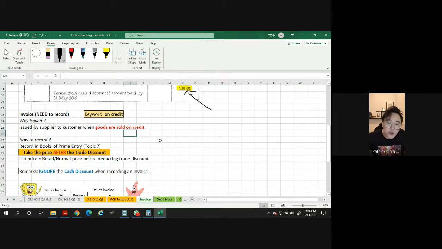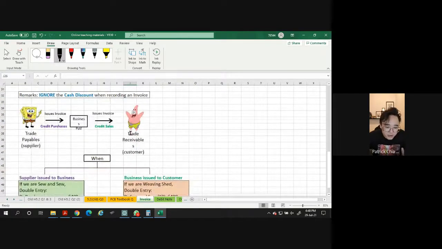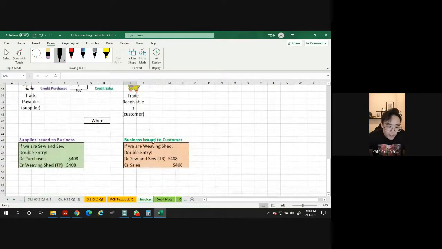Okay, so who issues the invoice? Issued by the supplier, right? So always take the amount after the discount. You can check out these things here, and then how we record. The double entry depends on the point of view. I hope this part here is no problem, right? I have to go faster a bit because there's not enough time.